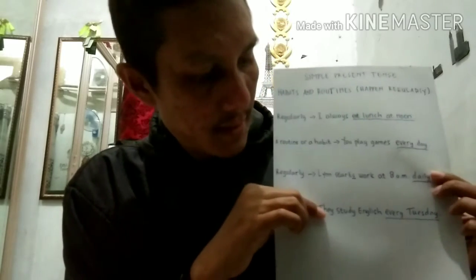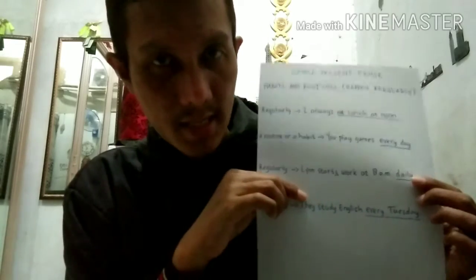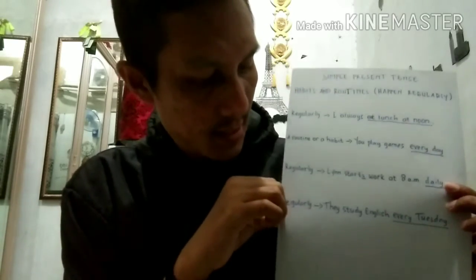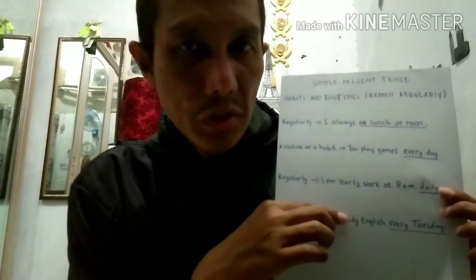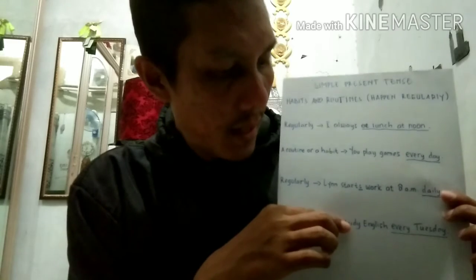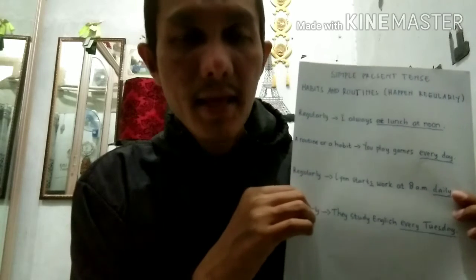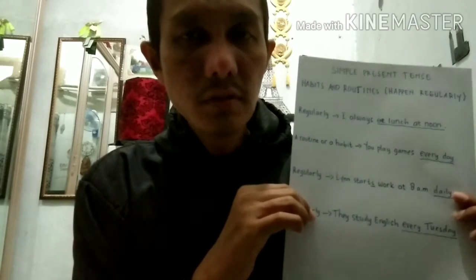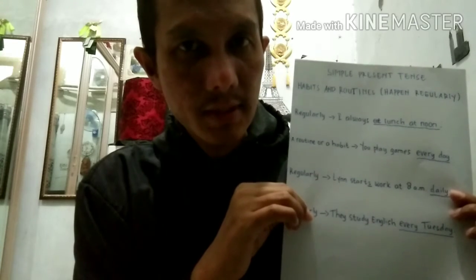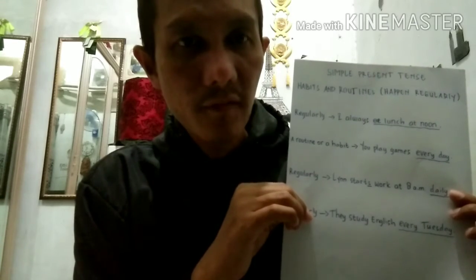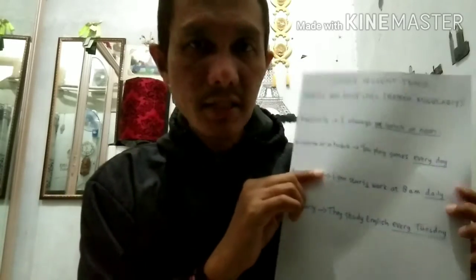Okay, next. They study English every Tuesday. Tuesday is regularly. Why doesn't this verb use s or es at the end of the verb? Because the subject is they. If the subject is I, you, they, or we in the simple present tense, don't add s or es at the end of the verb. Okay? Right, next on.